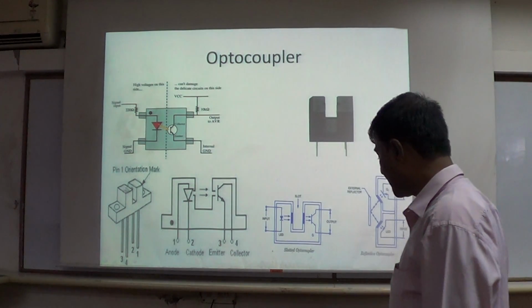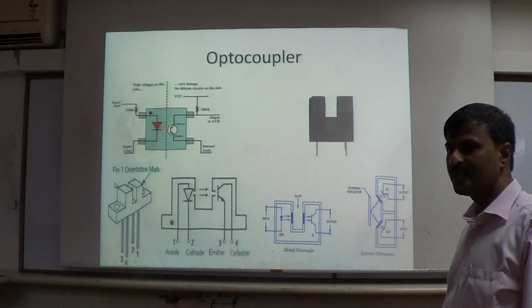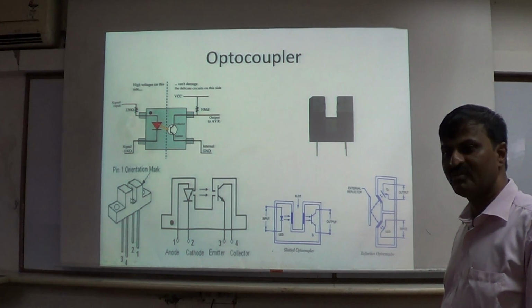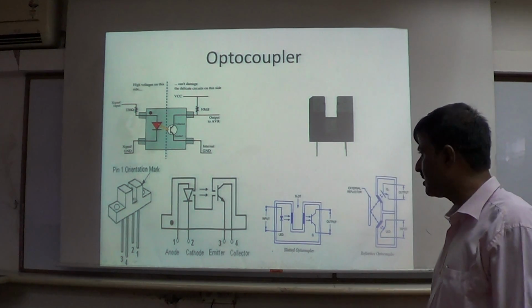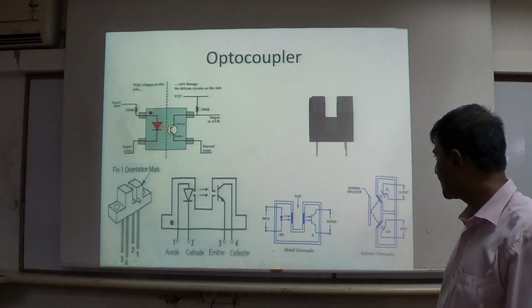You can see the shape, how it looks, different types of optocoupler. It is U-shaped, with a light on one side and a sensor on the other side. Then your motor's dish is kept somewhere here. That is how it works.